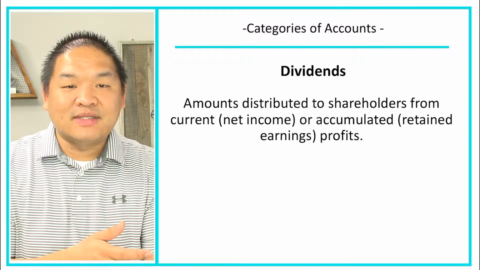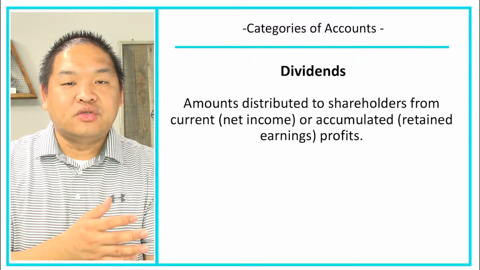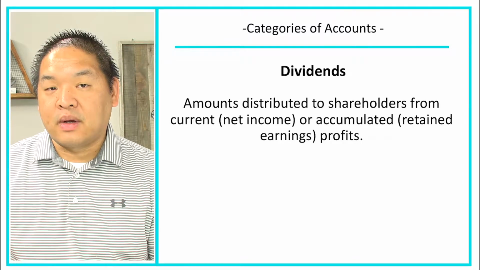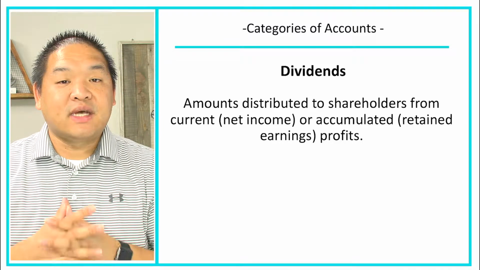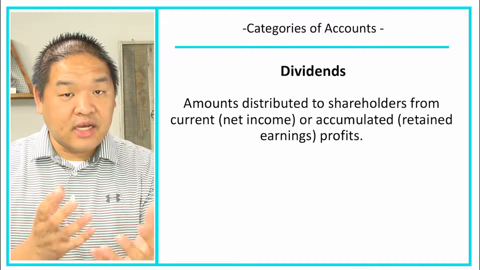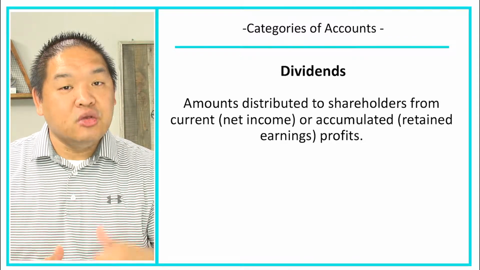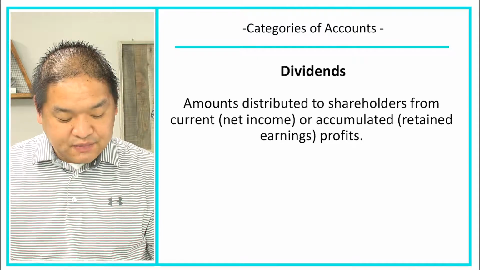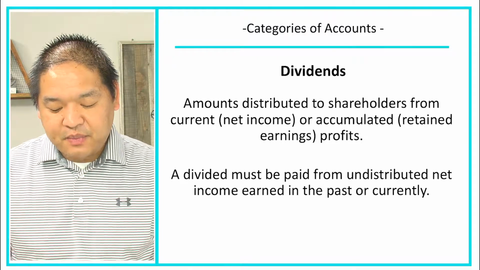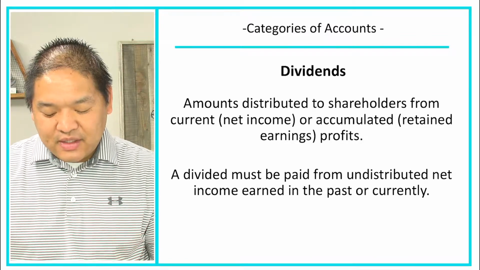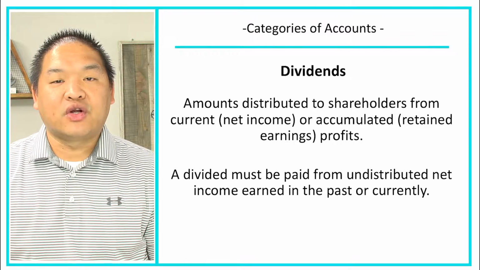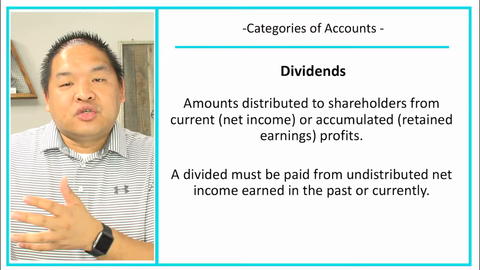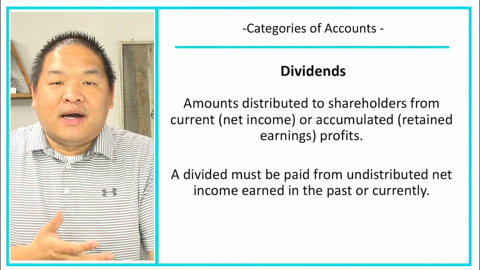And at this point in time, we might be able to distribute them now to the shareholders because we don't need it anymore to reinvest in our organization. So dividends must come out of current net income, or accumulated profits or retained earnings in order to pay those dividends. Now, a dividend must be paid from undistributed net income earned in the past or currently. So what we're saying is, in order to distribute $100 to a shareholder, we actually had to have made $100.